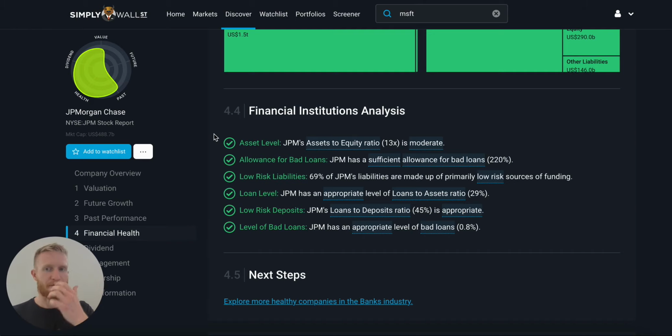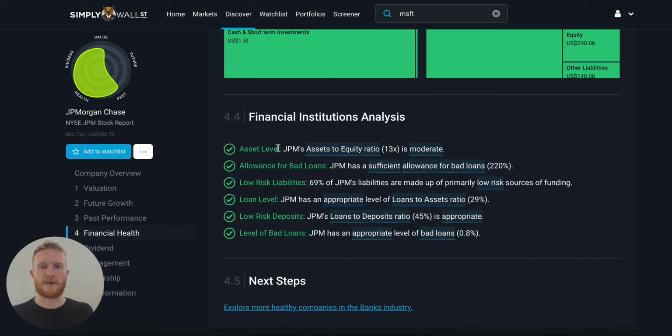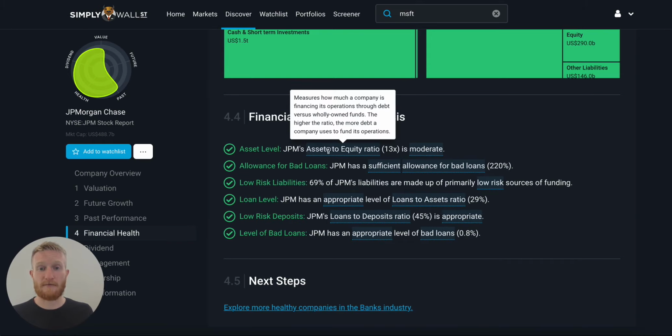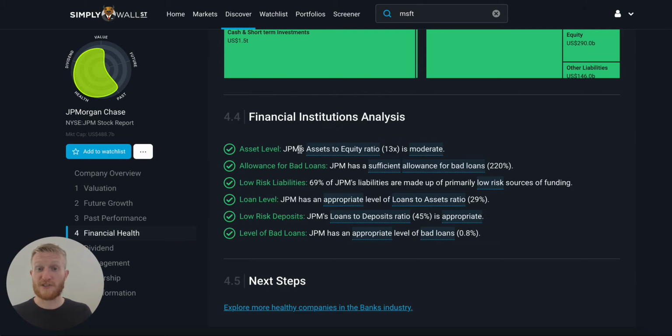And so I've got a business here, JP Morgan, just to show you these metrics that we check if you're ever looking at one of these types of businesses. So the first check we do is the assets to equity ratio. And basically we want to see how much of the business is being funded through debt or through its wholly owned funds. And so basically the higher this ratio is, the more concerning it is.